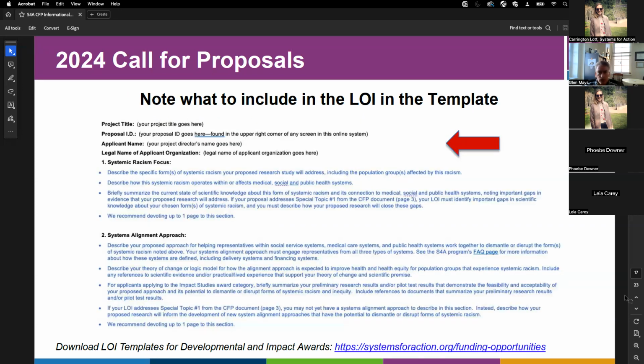And again, this slide just shows you some examples of what that LOI template looks like. There are 4 sections included in the LOI template, and we give you specific instructions about what to include in each of those 4 sections. We even give you suggested page limits for each of those 4 sections, adding up to the 3-page overall page limit.